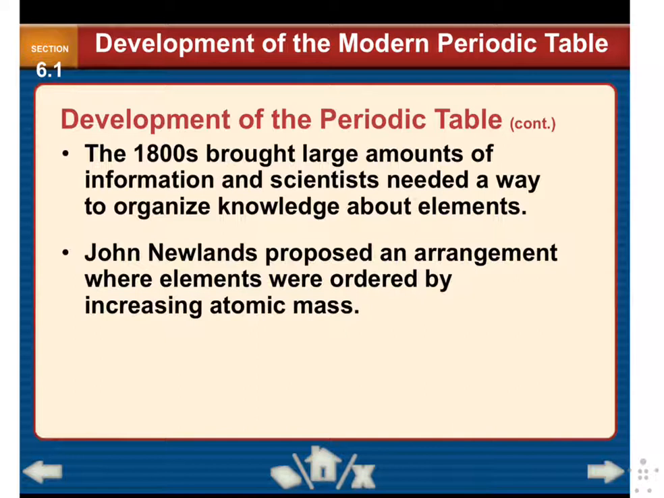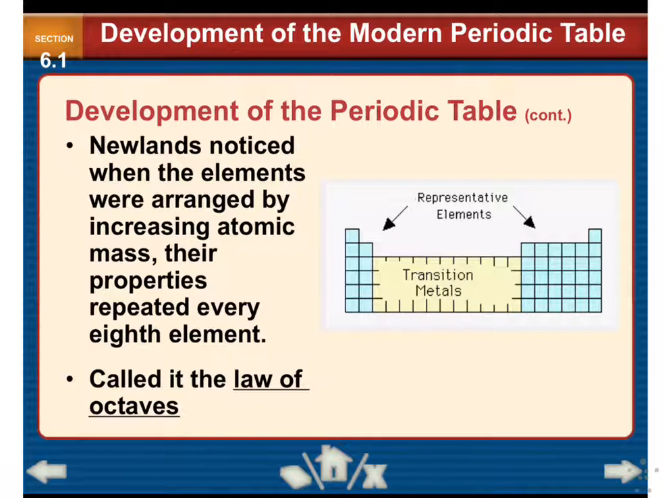So a scientist named John Newlands started working on it and proposed an arrangement where the elements are going to be put in order by increasing atomic mass. And so when he put together this arrangement by atomic mass, he noticed that the properties of the elements repeated every eighth element.